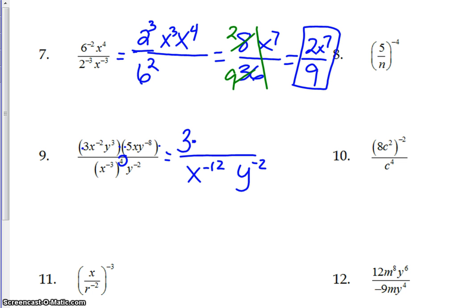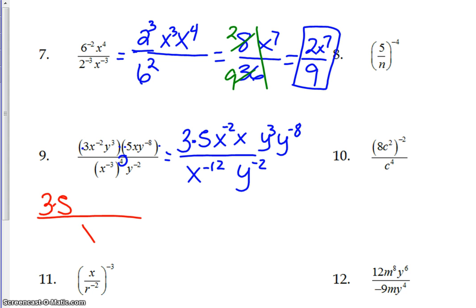So I'm going to rearrange and put things in order here. The parentheses doesn't matter. It's all multiplied together. So now I'm going to take everything, and anything that has a negative, I'm going to put it to the opposite area. So if it had a negative exponent, I'm going to move it to the other side of the fraction bar. So the 3 and the 5 were fine.